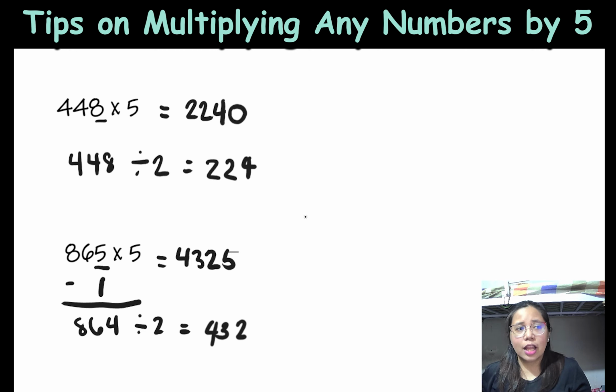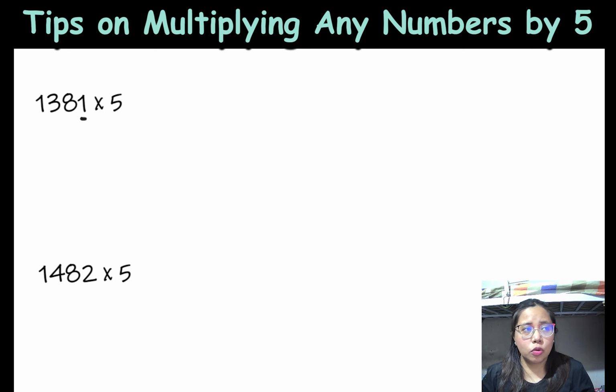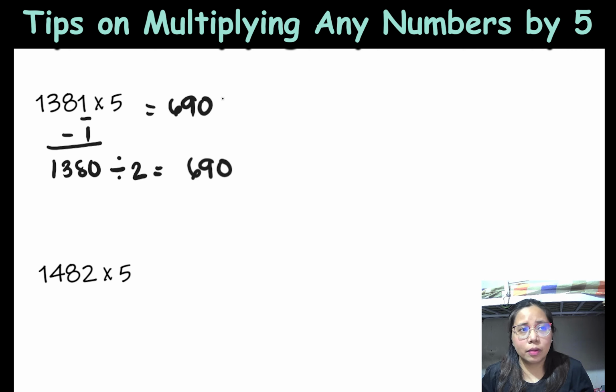So, subukan naman natin sa 4-digit numbers. Okay, so we have here 1,381 times 5. This is an odd number. So, magma-minus tayo ng 1, or subtract 1. So, we get 1,380. Divide natin yan sa 2. And we get 690. Okay, so kunin natin yan dito, 690. And since we are multiplying an odd number, maglalagay tayo ng 5 sa dulo. Okay, so 1,381 times 5 is equivalent to 6,905.